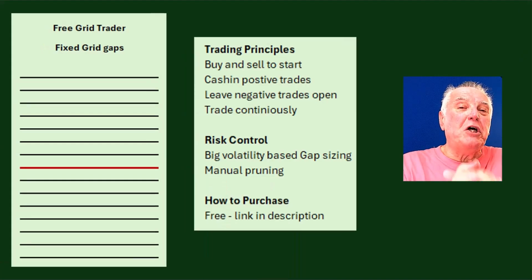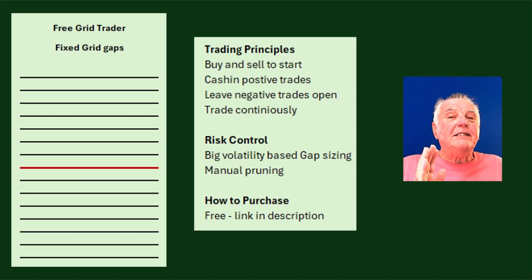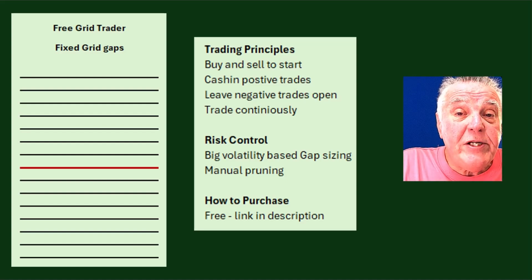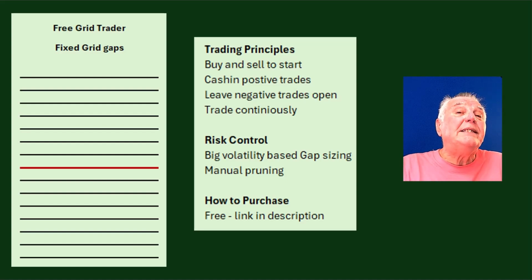Okay, so let's start straight away. Here's the initial simple grid system. Grid trading is a random trading system. In other words, it doesn't matter which way the price moves, you will make a gain on that movement. That's the whole idea of grid trading. It's a set and forget random trading technique.